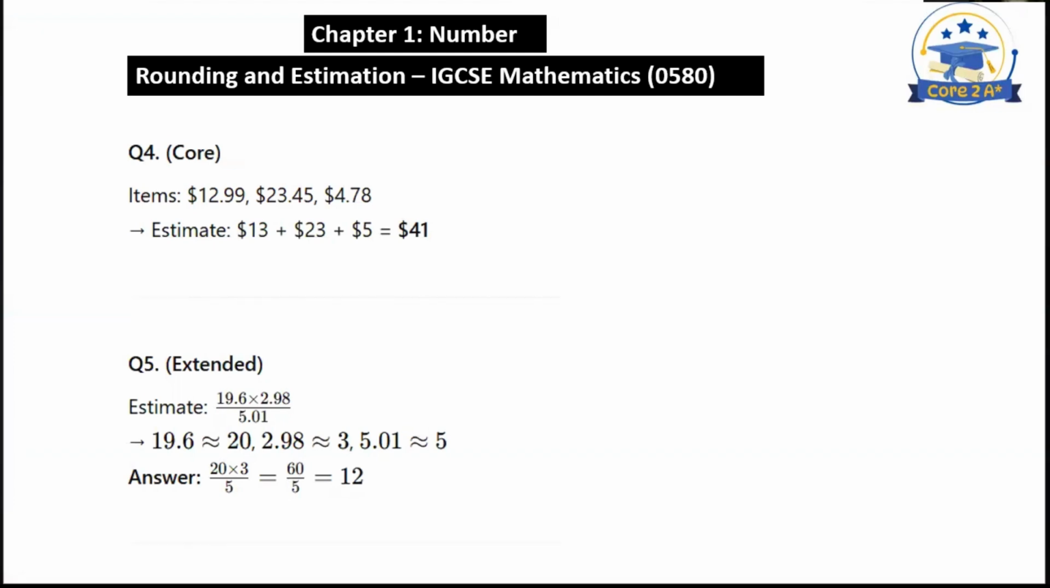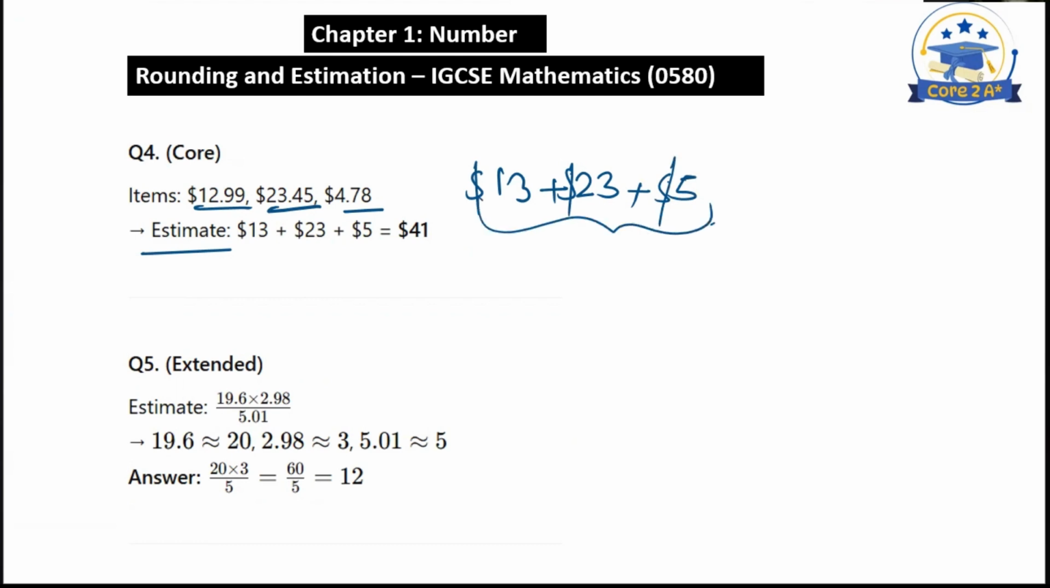Here we have item 1, item 2, and item 3. Estimate. How can we add quickly without wasting time? 12.99 is closer to 13, so $13 plus $23.45, which we can round to $23, plus 4.78, which is rounded to $5. Now you can add it simply.